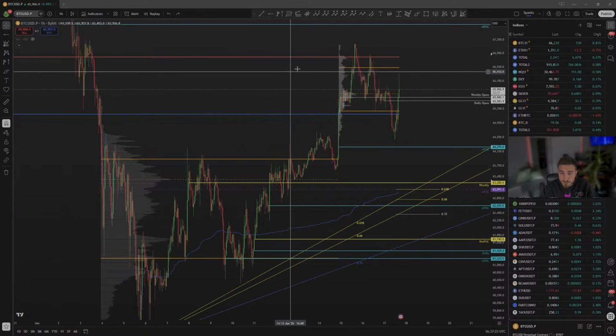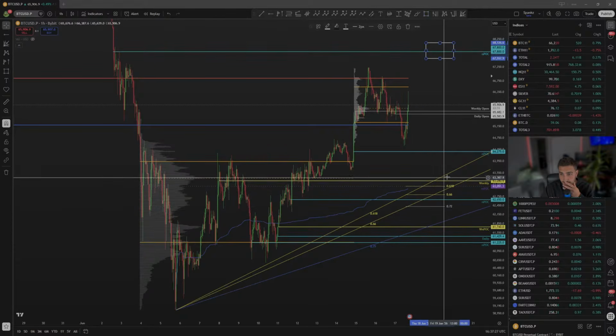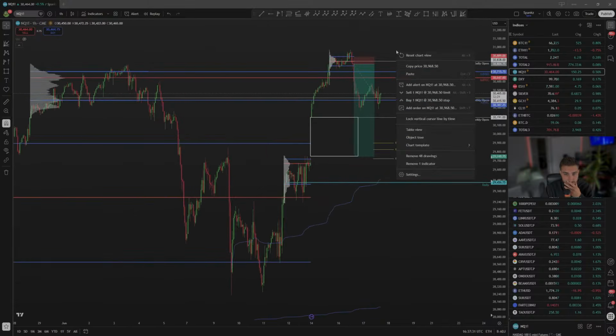So yeah. So Bitcoin, I mean, that's really what I'm looking for. Shorts up here, longs down here. Let's go ahead and get into NQ, because NQ is another good one to be looking at, right?